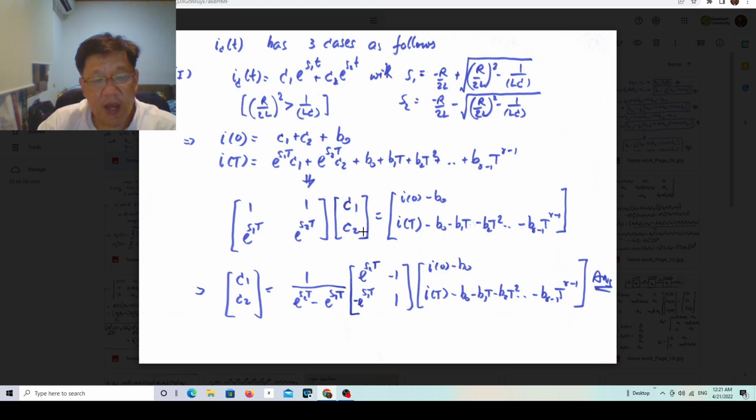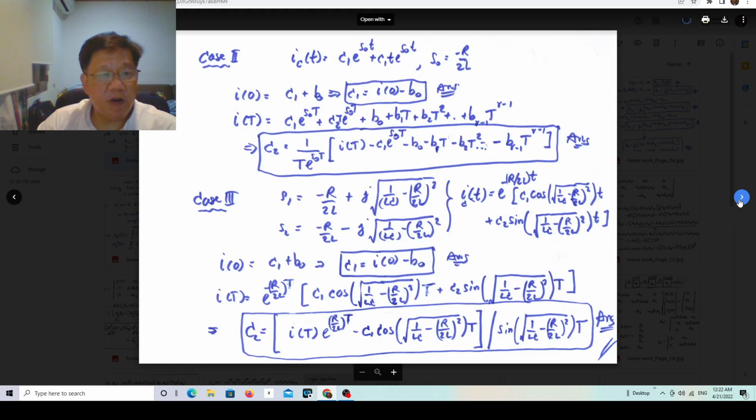So you end up having to solve just a direct linear equation with two variables, to which you can apply Cramer's rule, and this is a general form of C sub 1 and C sub 2, in the case where both roots of the auxiliary equation are real values.